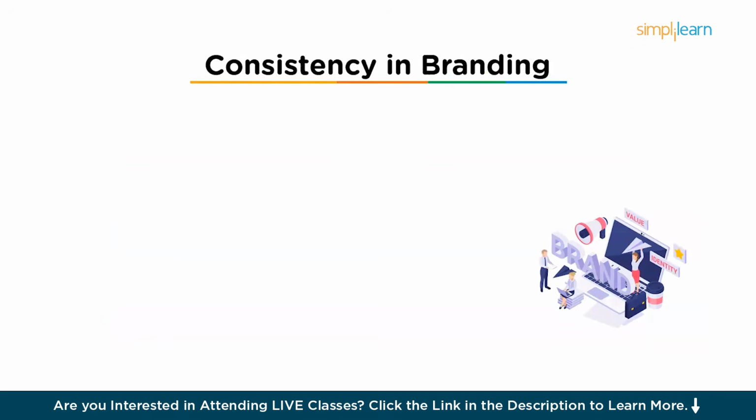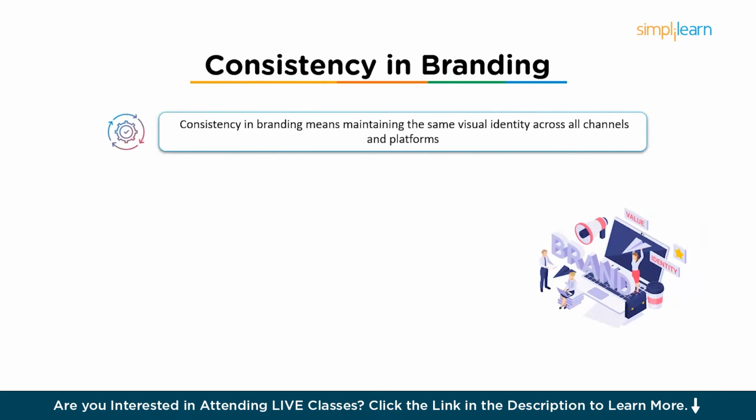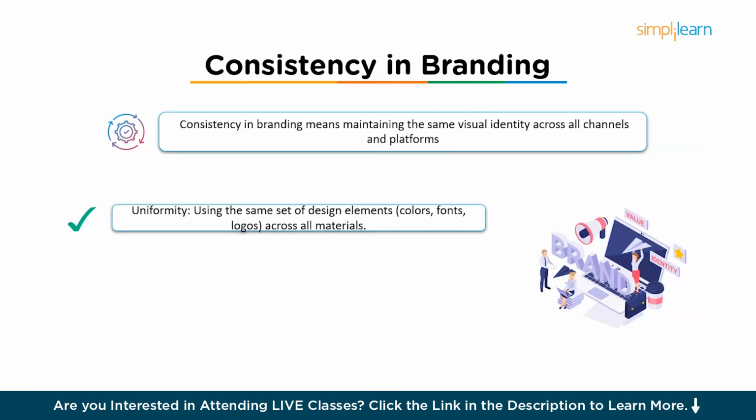Then we have consistency in brand. So consistency in brand means maintaining the same visual identity across all the channels and platforms. So this includes using the same logos, colors, fonts and design elements to create a unified and recognizable brand. So there are some key concepts again. So uniformity. Use the same set of design elements, for example, the colors, fonts, logos across all the materials.